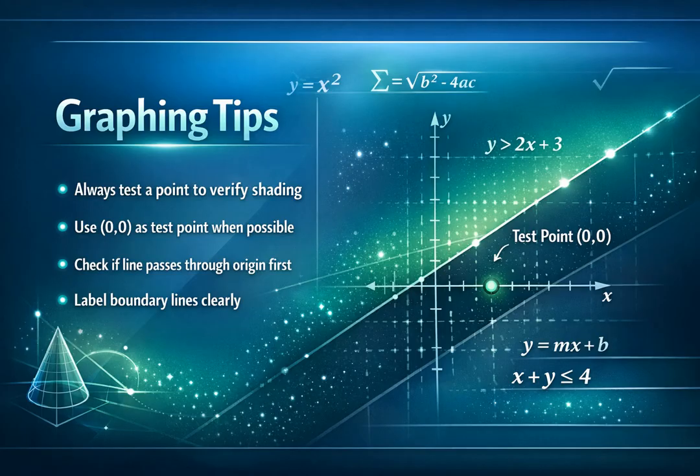Some graphing tips. Always test a point to verify you're shading the correct side. The origin (0, 0) is the easiest test point, but first check that the boundary line doesn't pass through it. Label your boundary lines clearly with their equations. Remember, solid line means included, dashed line means excluded.